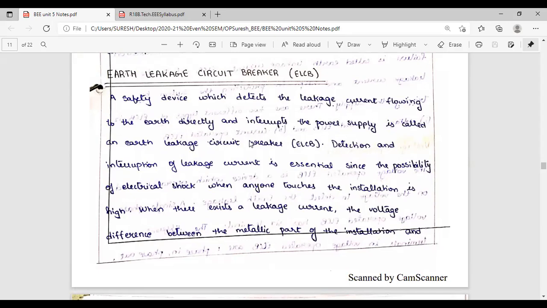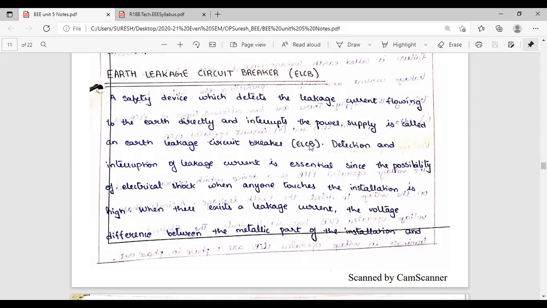So the entire current has to flow into the ground. Suppose the entire current is not flowing into the ground, and there is some leakage current. Then this ELCB has to detect this leakage current and open the circuit. If there is any leakage current, that leakage current will affect our body. So before it affects our body, this ELCB should open the circuit. That's why ELCB is designed.